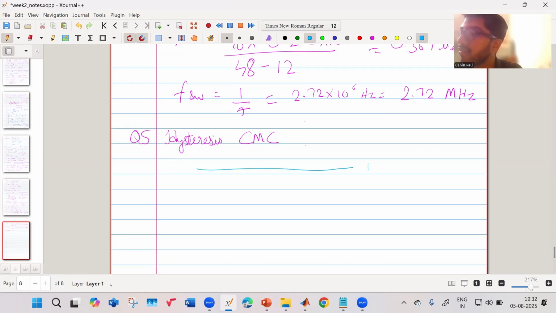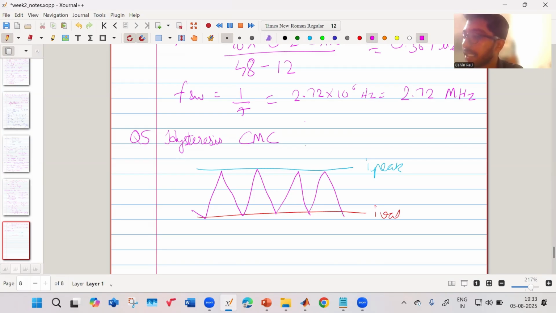We have a peak reference. We have a valley reference. And this is the current. It goes like this, rises, falls, rises, falls. Touches the peak, falls to the valley. Touches the peak, falls to the valley, like that. So this is my delta IL, which they told it should be 4.5 ampere. This is the rising slope M1. This is the falling slope minus M2. This is fixed.